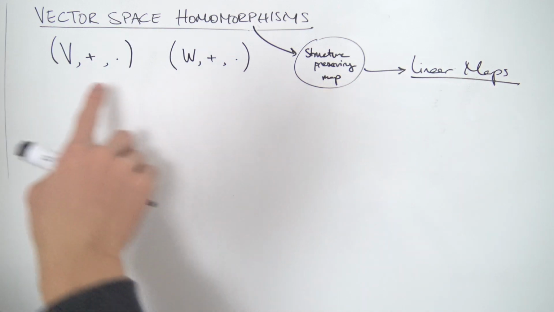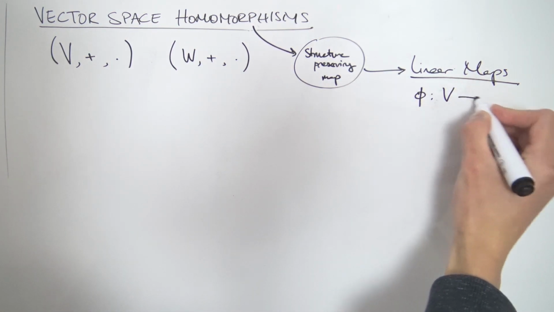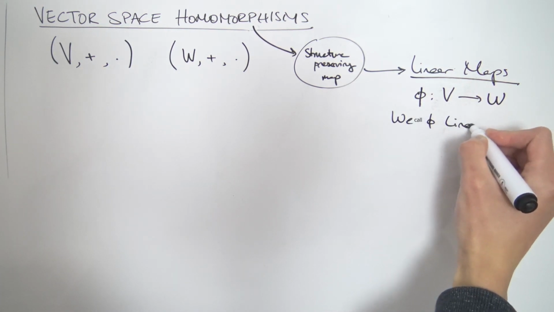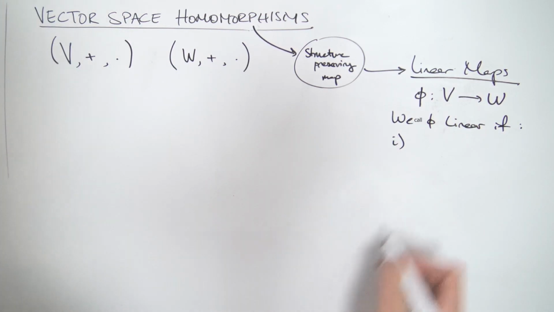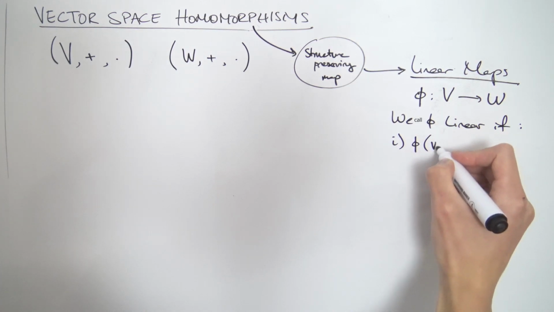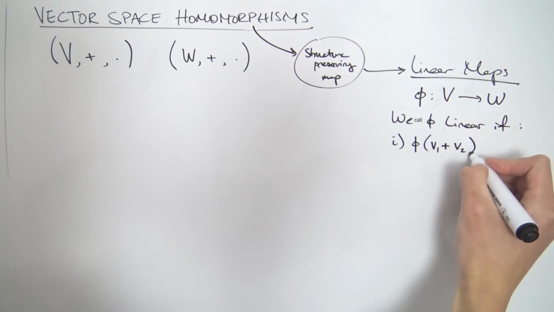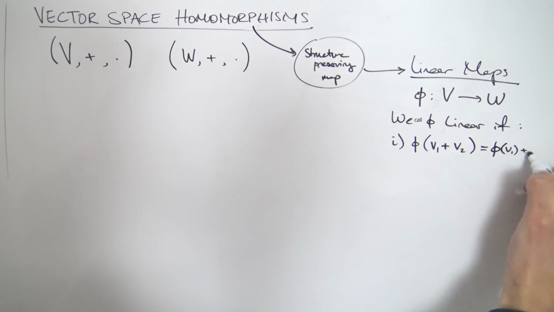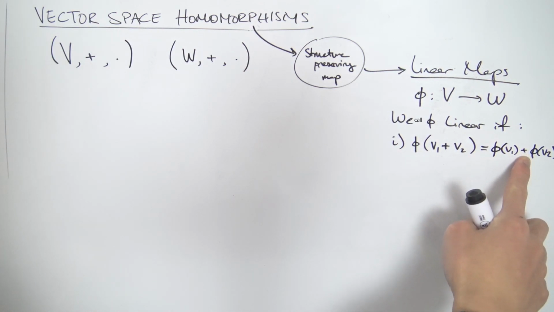So let's consider a map between V and W. We'll call it phi. So phi goes from V into W. And now we call phi linear if it satisfies the following properties. First of all, if you take phi and act on the sum of two elements in V, let's call it V1 plus V2, then this is going to give you phi of V1 plus phi of V2. And it's also worth mentioning that these pluses that I've written down are actually different pluses.